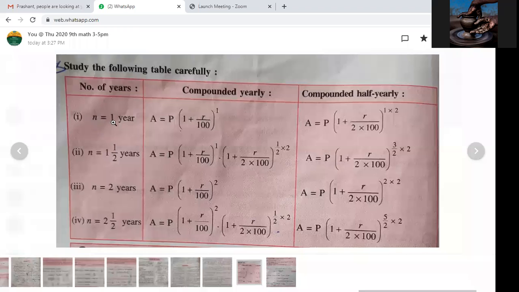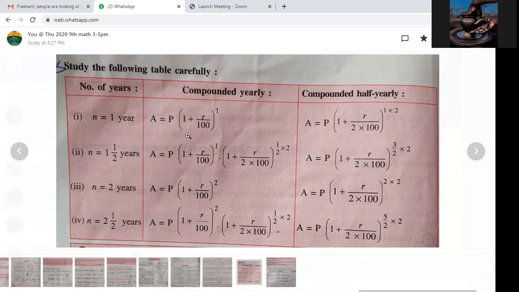When the time period is 1 year, the formula for compounded yearly is straight and simple. Amount is equal to P open the bracket 1 plus R upon 100 raised to the power 1. But when it is compounded half yearly, if the time period is 1 year, obviously there will be two periods. So how to use the formula? Amount is equal to P open the bracket 1 plus R upon 200 raised to the power 2n. So that is 2, and n is 1, isn't it? That's the reason there is power 2. I hope you have understood till here.